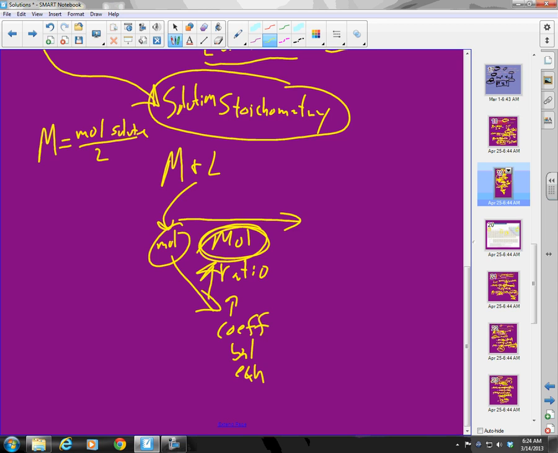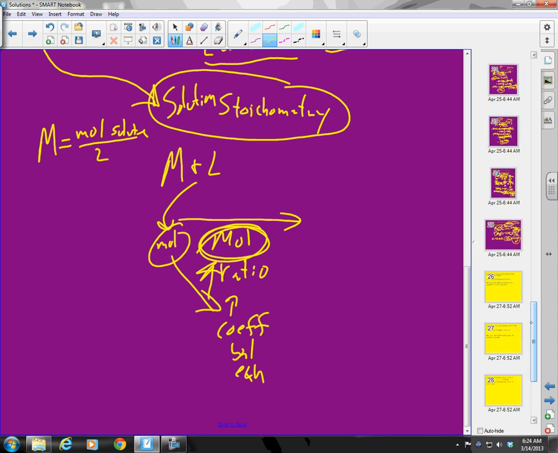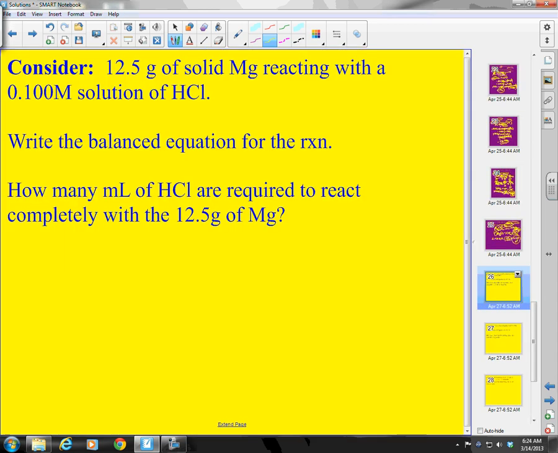And I think the best thing to do is not give you any more notes, but rather let's work one. Here we go. I've got 12.5 grams of solid magnesium. It's reacting with a 0.100 molar solution of hydrochloric acid. What do we need to know? How many milliliters of this hydrochloric acid are required? And the first step is always going to be to write my balanced equation.